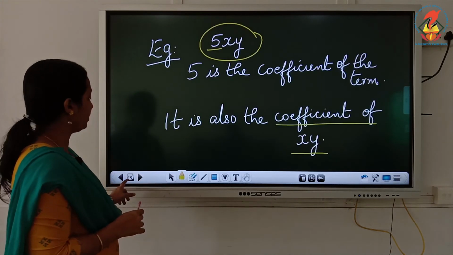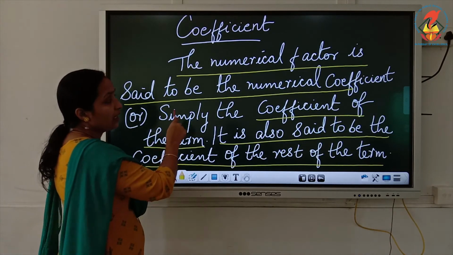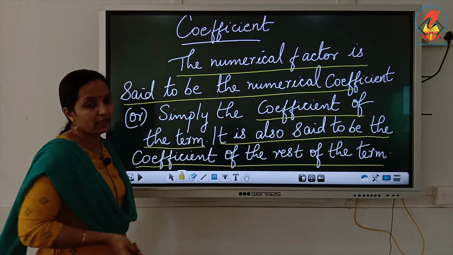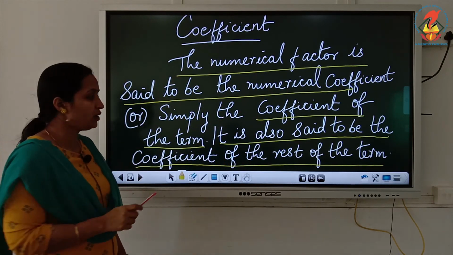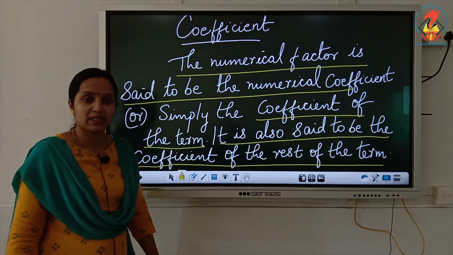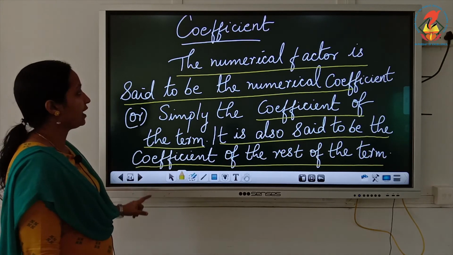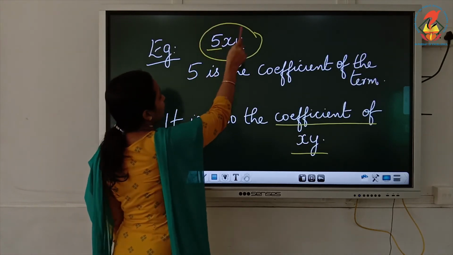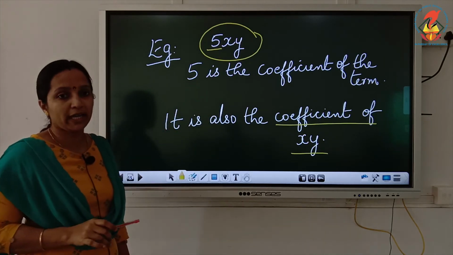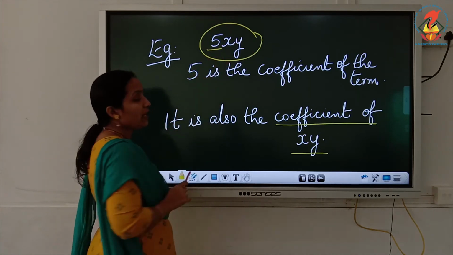Coefficient means what, children? Coefficient means a numerical factor is said to be a numerical coefficient. It is also said to be the coefficient of the rest of the term. That's why we are saying 5 is the coefficient of this complete term, or you can say 5 is the coefficient of xy.